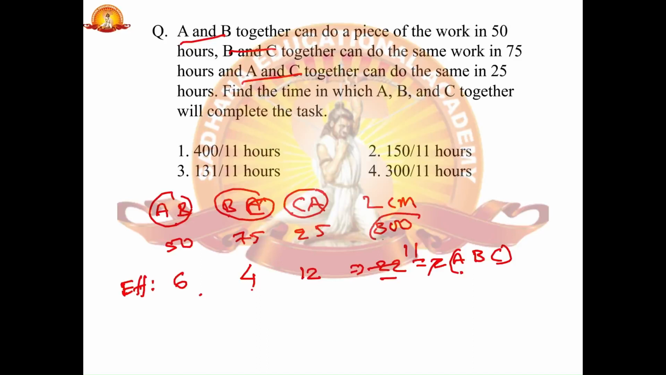Total work is 300. So to complete this work at the speed of 11 units per hour takes 300 by 11 hours. So the fourth option is the correct answer.